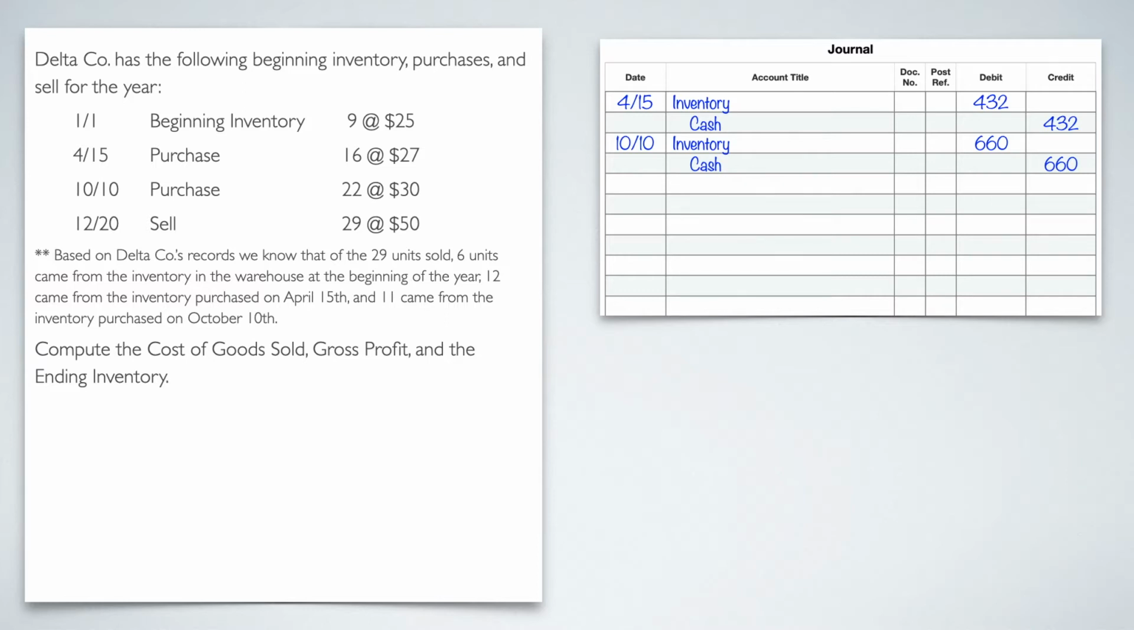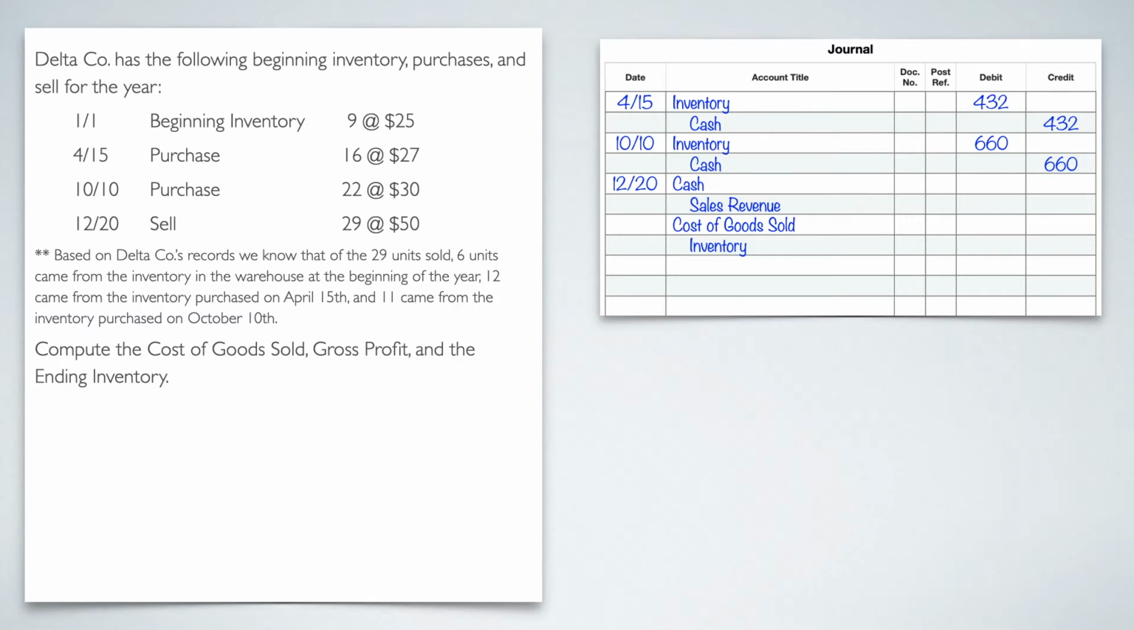We're now down to December 20th, where we sell 29 at 50. I'm going to go ahead and put my journal entry that I know is going to be cash, sales revenue, cost of goods sold, and inventory. I'm not going to worry about the numbers because I'm going to calculate those in a minute. I just want to go ahead and set myself up with what I already know.